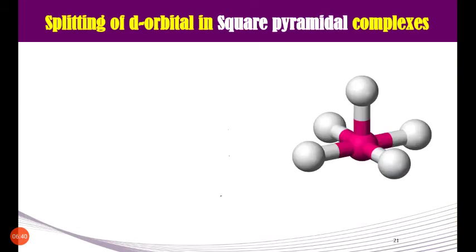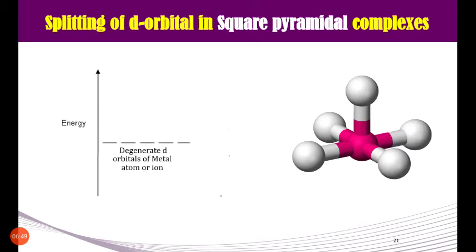Now we'll see the splitting of d orbital. See, this is the geometry. It is a square pyramidal. This is the energy bar. These are the 5 degenerate d orbitals of the metal atom, and this is the splitting. Now see carefully. There are 4 ligands along the x and y axis. Therefore, the energy of dx square minus y square will be highest.